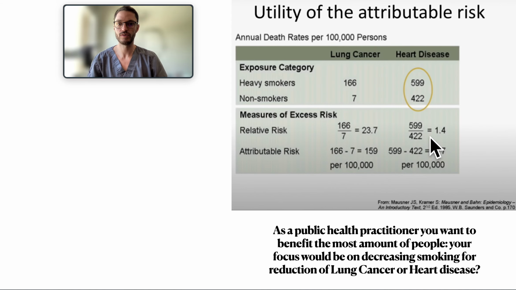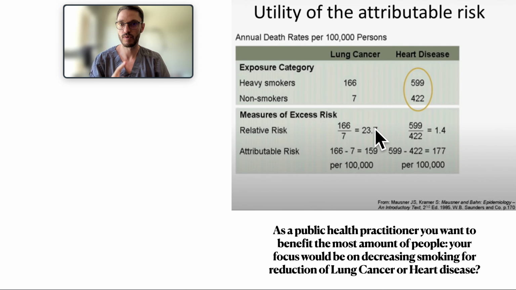If I just ask you, as a public health practitioner, you want to benefit the most amount of people. Your focus would be on decreasing smoking for the reduction of lung cancer or heart disease. So, based on relative risk alone, you might say, hey, this relative risk is supremely high compared to this relative risk. I want to reduce smoking and to reduce lung cancer. Those are the cohort of patients that will benefit the most.